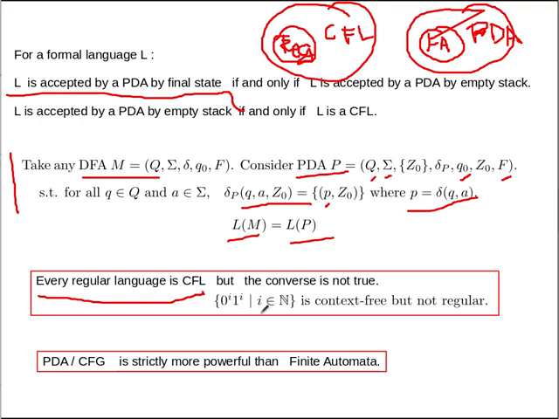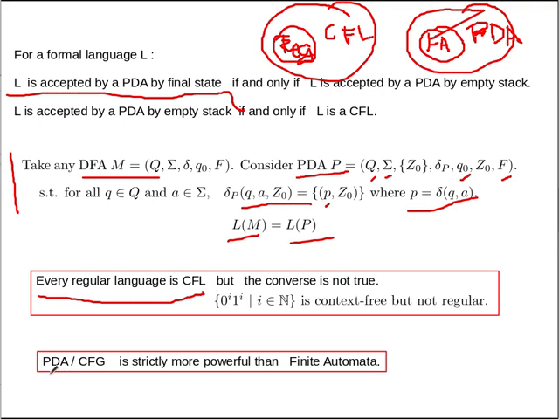So we have a language which is a CFL but which is not a regular language, and we have the proof that all the regular languages are also CFLs. So that means this inclusion is strict, right? So this is a strict subset of the CFLs. So this is the regular languages. So these regular languages are a strict subset of the context-free languages.